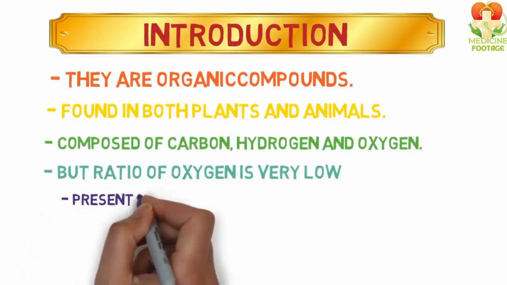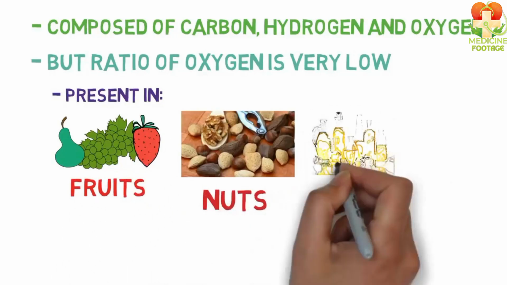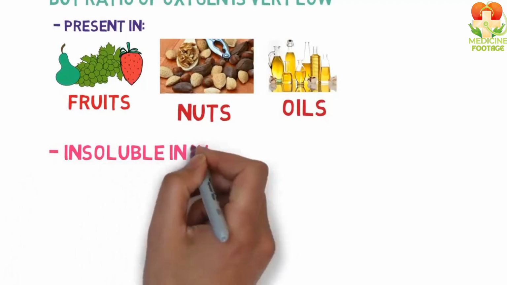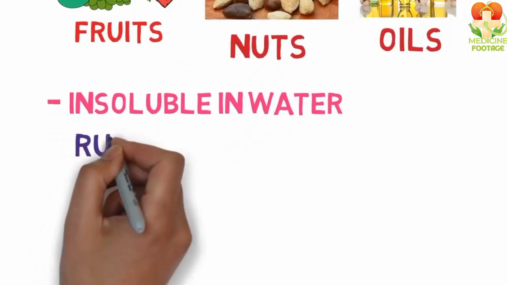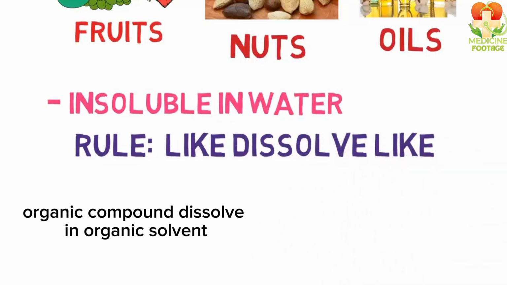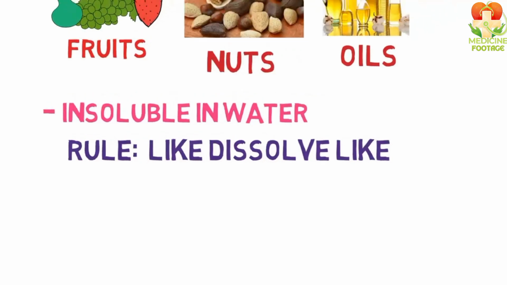If we talk about the presence of lipids, they are found in various sources. Lipids are present in fruits, nuts, and oils. An important characteristic of lipids is that they are insoluble in water. You might remember the rule I taught earlier, like dissolves like. This means that organic compounds dissolve in organic solvents, while inorganic compounds dissolve in inorganic solvents. Since lipids are organic compounds and water is inorganic, lipids will not dissolve in water. This is because, as we say, like dissolves like, not unlike.